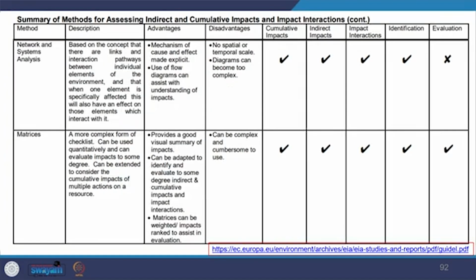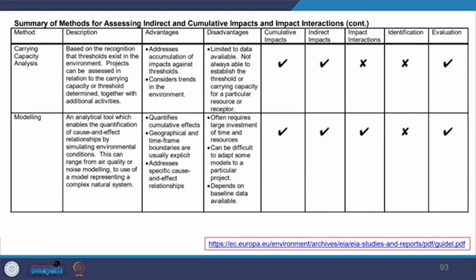So all these methods can be used. Then you also have network and system analysis. Then you also have matrices, which can be used here. All these for the purpose of assessment. Then you can also look at carrying capacity analysis, and for higher assessment, you can also do modeling, which can help you quantify the cumulative effects, and then you can also have the geographical extent and the time frame, and you can see for different scenarios. So those all are available to you.